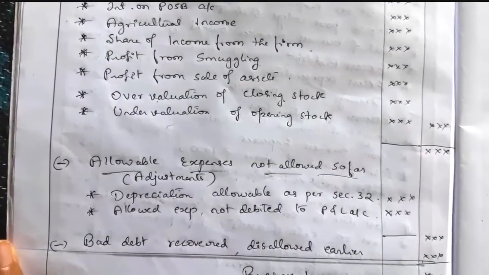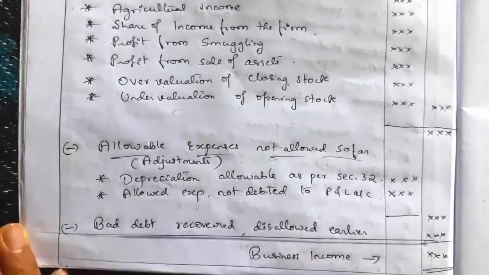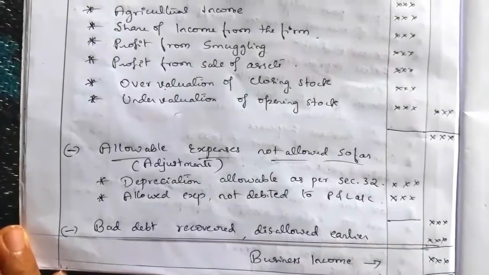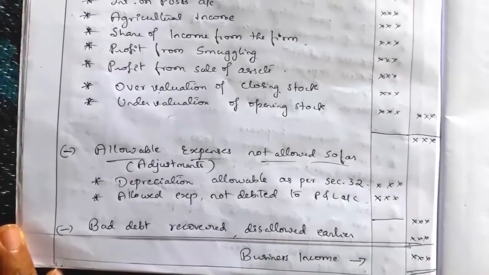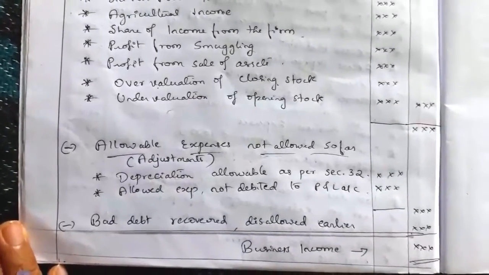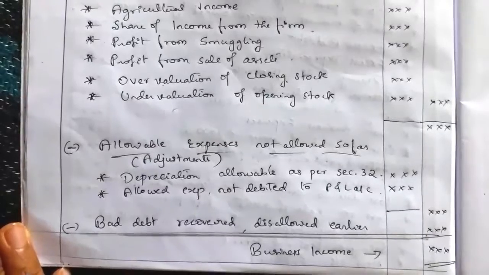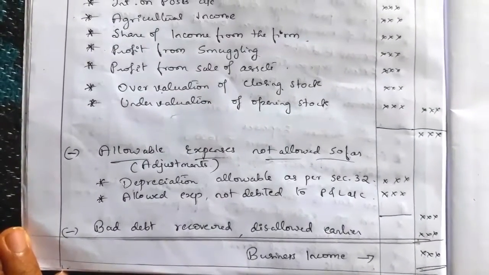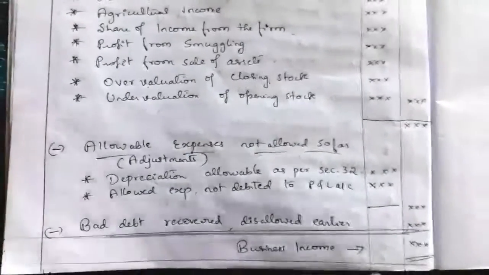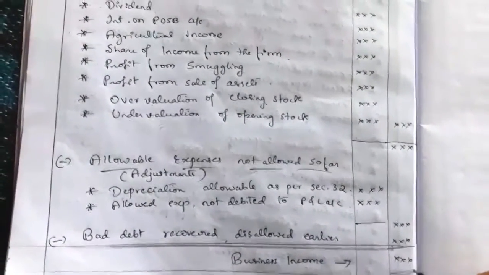Since that debt has been recovered, they now have to pay tax on it, so the bad debt recovered and disallowed earlier should be deducted here, and we will get the business income. This business income should be written under section 28, the head business income. It is not the same as the net profit, so we get a different answer as per income tax rules if we apply this calculation.